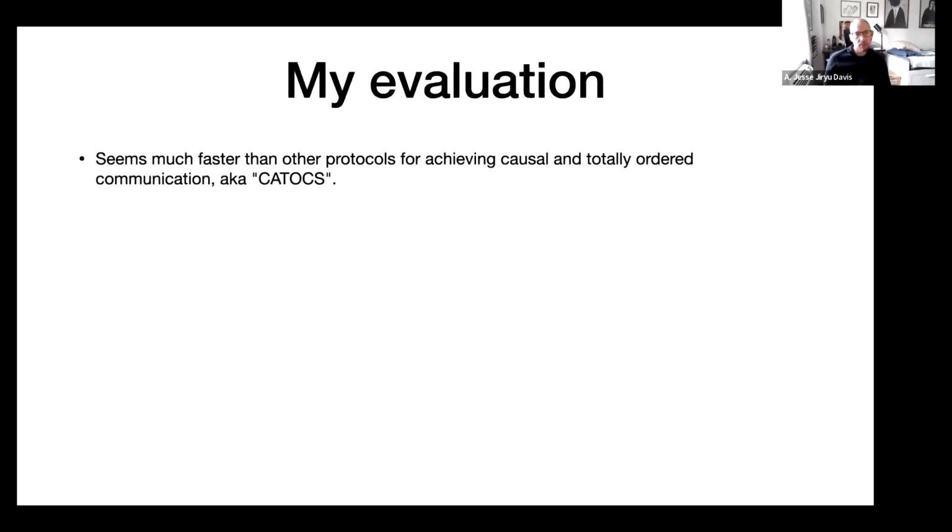My evaluation of this paper: it seems fast. It seems much faster than other protocols for achieving causal and totally ordered communication, what the paper refers to as KTOX. Mainly because it is enforcing causal consistency with no round trips at all, which seems much different from other protocols that I'm familiar with. It seems to provide sequential consistency according to the Jepsen definition, although maybe that's different because they don't mention it.